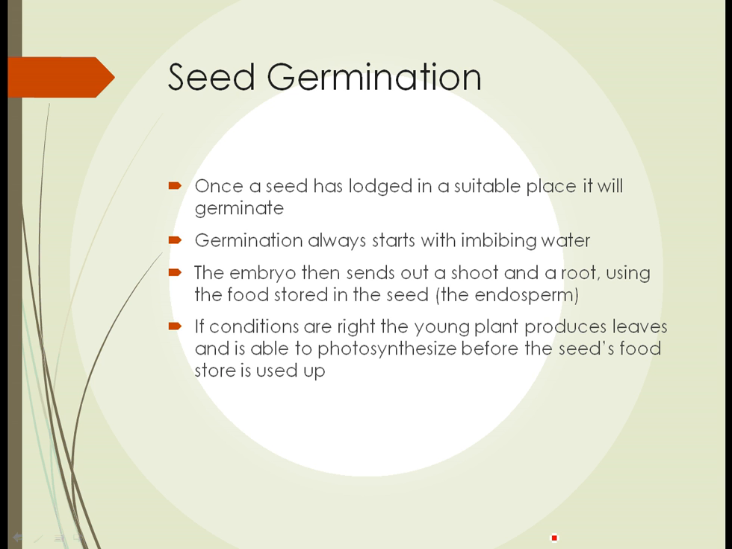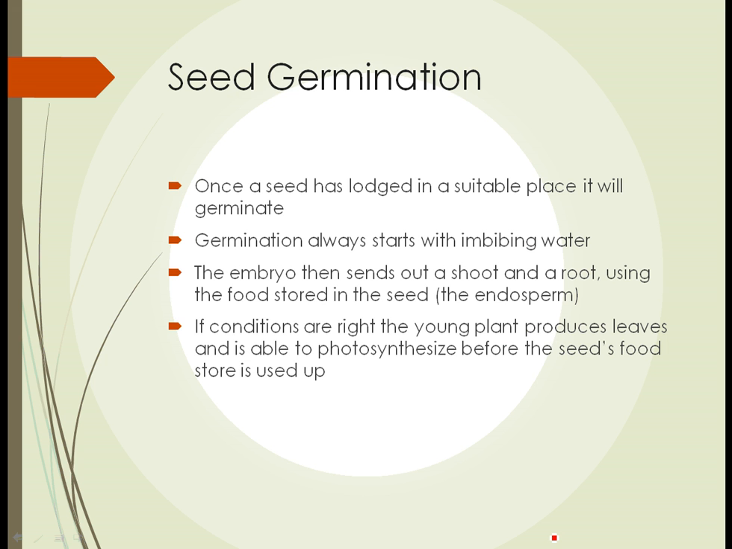The embryo inside, once the imbibition of water has happened, sends out a shoot, which will develop into the stem and will contain leaves, and a root. And it does this, as I mentioned before, by using the food that was stored in the seed.